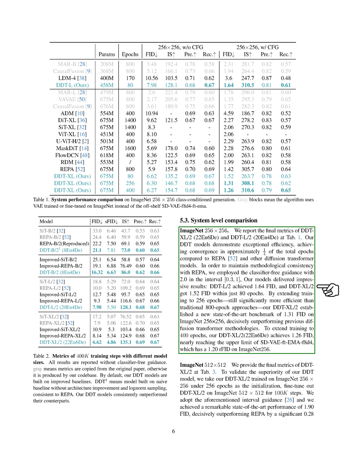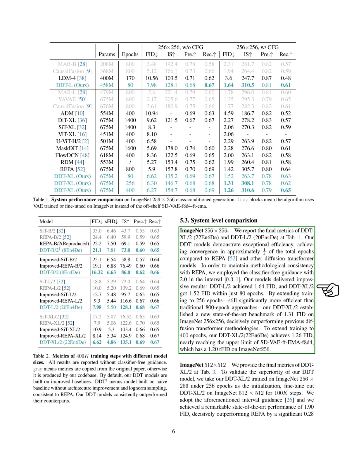By extending training to 256 epochs, our DDT-XL2 set a new state-of-the-art benchmark of 1.31 FID on ImageNet 256 x 256, significantly outperforming previous methods. When we extended training to 400 epochs, DDT-XL2 achieved 1.26 FID, nearing the upper limit of another model with a 1.20 FID on ImageNet 256 x 256. We also provide final metrics for DDT-XL2 trained on ImageNet 512 x 512.